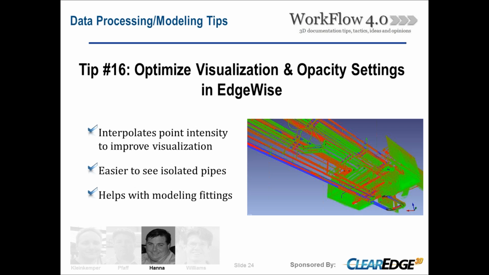Furthermore, there's some other nice features. Oftentimes, we're collecting scan data in grayscale mode, and we found that some nice features are the optimization of the opacity settings in Edgewise, and this is a really nice feature where it will interpolate the point intensity data to improve the visualization. As you can see in this screen capture, isolated points, maybe that are darker points, are captured as a different color. This really helps with modeling fittings, ensuring that you're continuing to maintain high accuracy doing your modeling using this. So this is a great feature that we found very helpful.